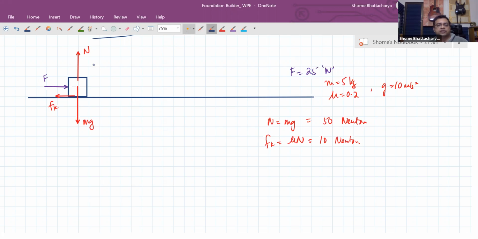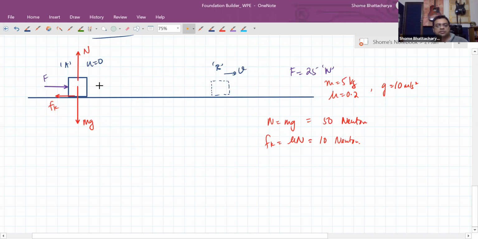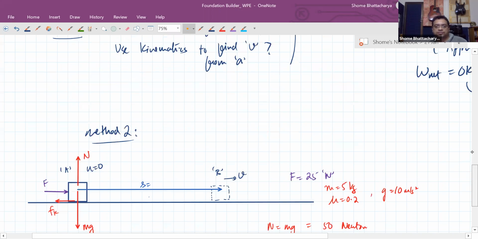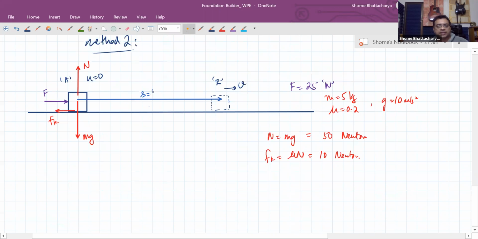What we'll use is the work energy concept. So its initial speed is 0 here at the point A. Now let's say after some time it reaches this position here. Let's say this position is B, where it has reached a speed of V. And the displacement from here to here is S, which I think I had taken as 10 meters. Let me just go back to the question: a displacement of 10 meters, 25 newtons, 0.2, all that is there. Okay. All right. So this is a displacement of 10 meters.